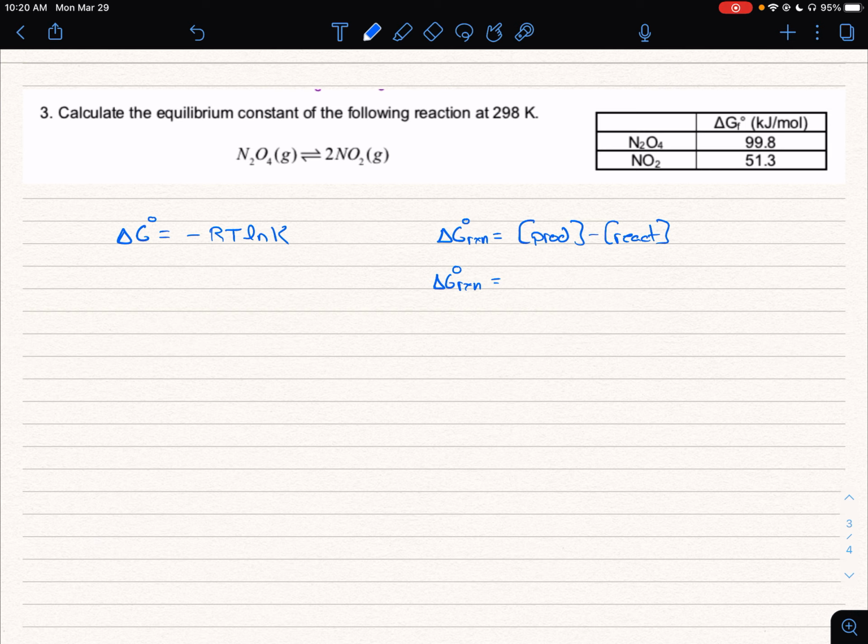We'll take our products first, which is NO2. So there's two of them because of the coefficient. So 2 times 51.3. And then we're going to subtract from that all of our reactants, 99.8. We can get our delta G of reaction.